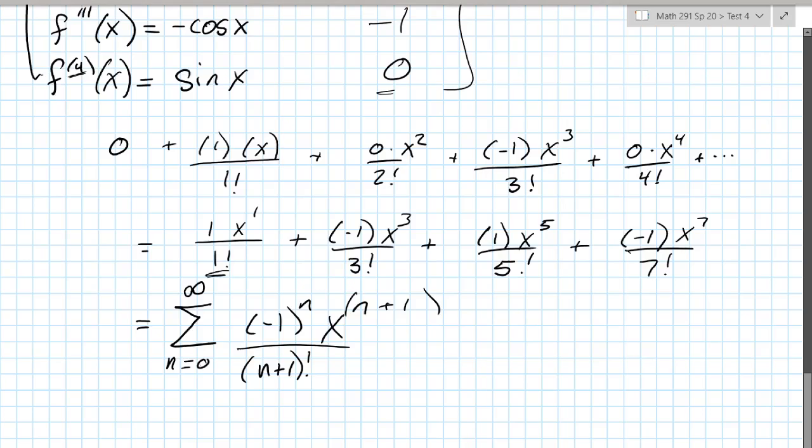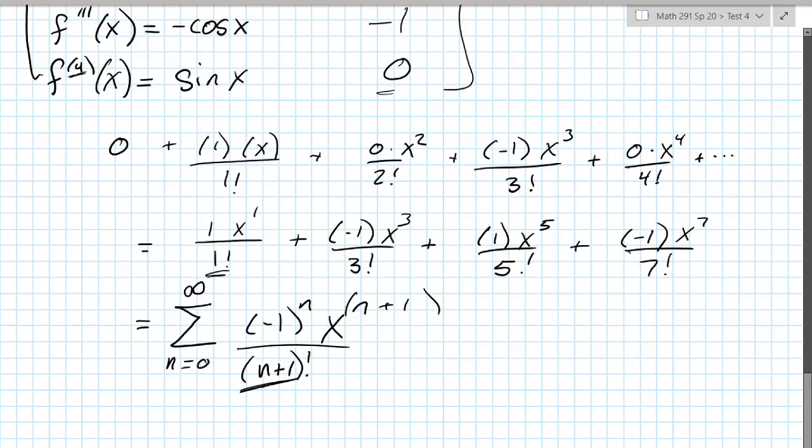This works for the first term. Does this work for the second term? The second term should be negative 1 x cubed over 3 factorial. If I use n equals 1, negative 1 to the first power is negative 1. So far so good. 1 plus 1 is 2, so this is still wrong.